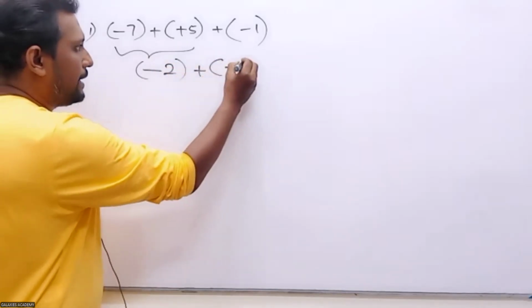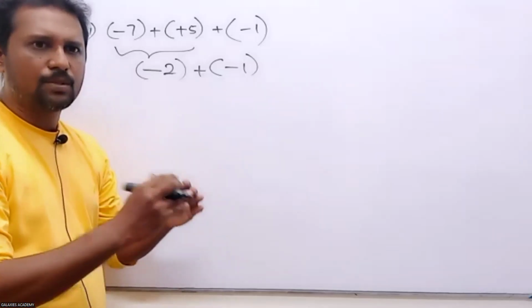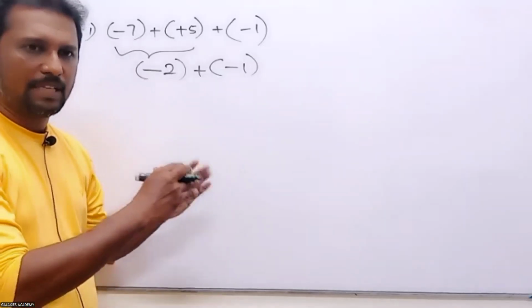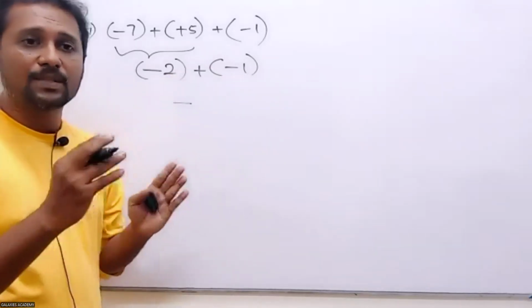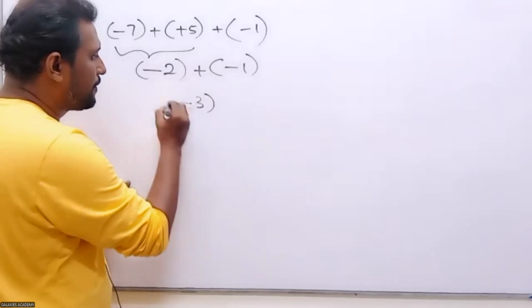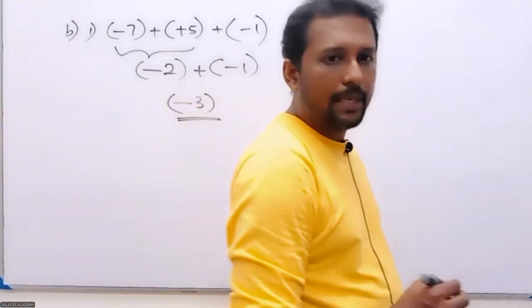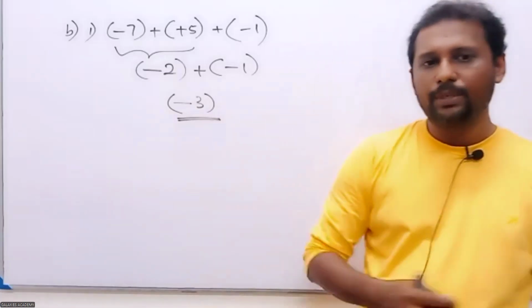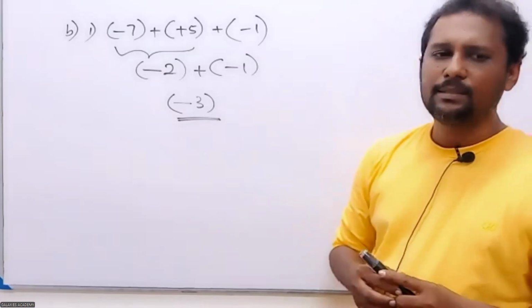Add -1. Now these two are same signs directed numbers, so the answer sign should be the same. That means negative. You have to add these two magnitudes. 2 plus 1, 3. So the first part answer is -3. Right? -3. Step by step you can get the answer.